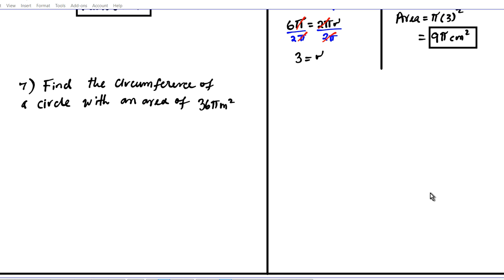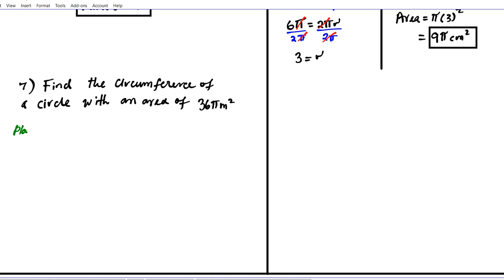All right, let's take a look at one more example, and then we'll give you some practice problems to try out, okay? So question number 7, you have to find the circumference of a circle with an area of 36 pi meters squared. Okay, so this is similar to number 6 in some way. It's a 2-part process, okay? So let's go ahead and outline what the plan of attack is here.